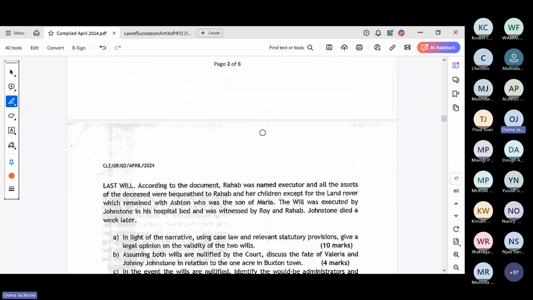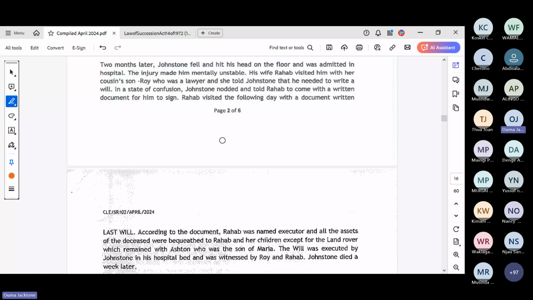Now the written will, which is marked as the last will. Somebody tell me, from this statement, whatever is on the screen, what do you think? Two months later, this person fell and hit his head on the floor and was admitted in the hospital. The injury made this person mentally unstable. His wife Rahab visited with the cousin's son, and they told this person he needed to make a will. They nodded. They wrote a will on his behalf and brought it to him, and it was signed in the hospital bed, witnessed by Roy and Rahab, and then this guy died a week later.